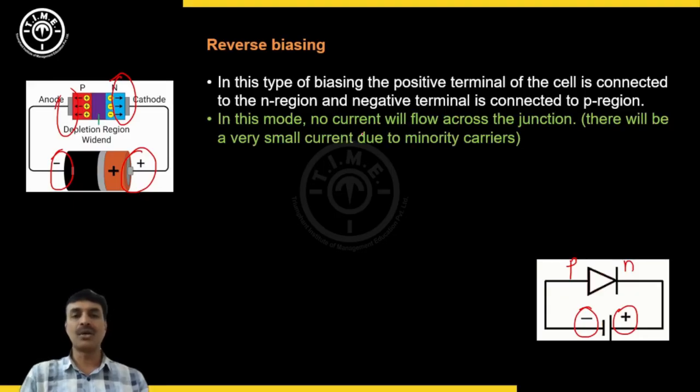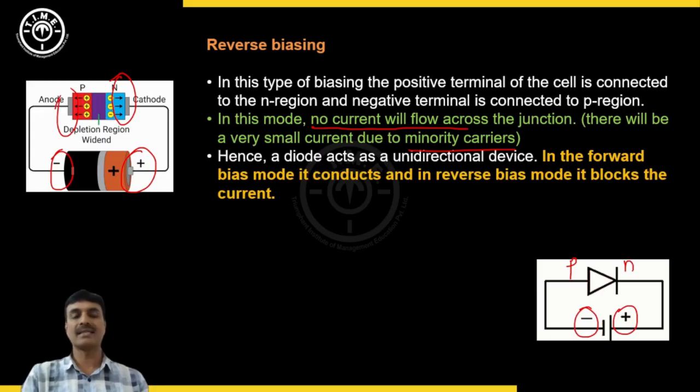So in this mode, no current will flow across the junction, for ideal diodes. Or even if there is a small current in the order of microampere range, that is due to minority charge carriers. So in forward bias and reverse bias, the diode conducts in forward bias mode and does not conduct in reverse bias mode. It blocks the current in reverse bias mode.